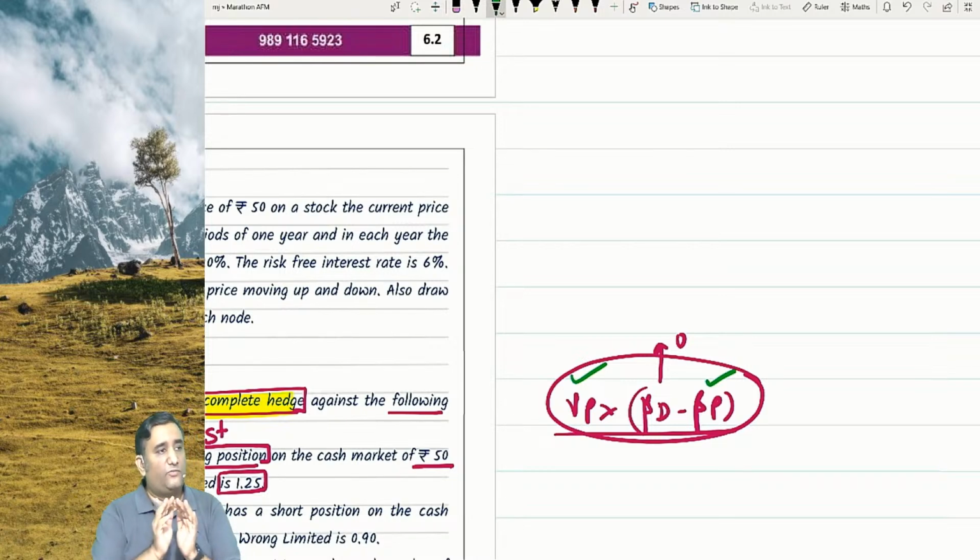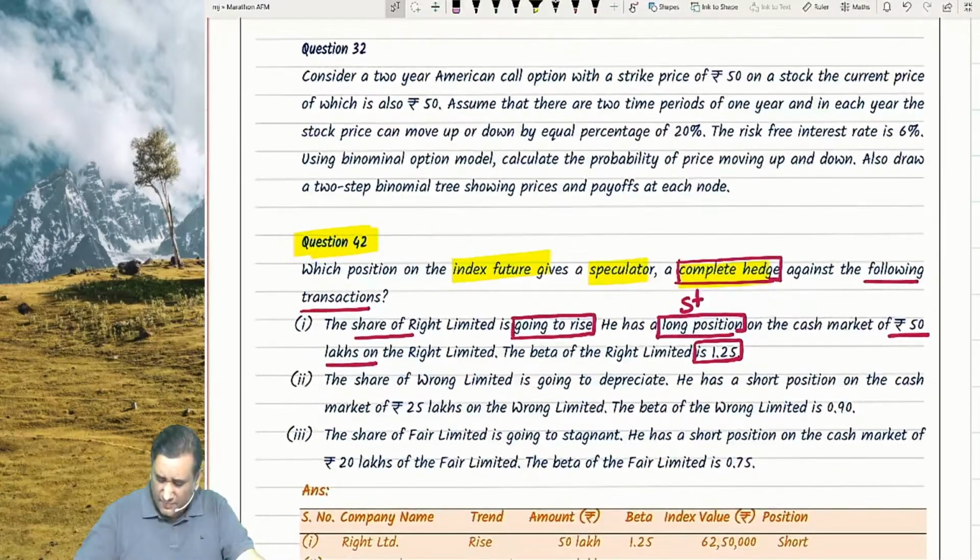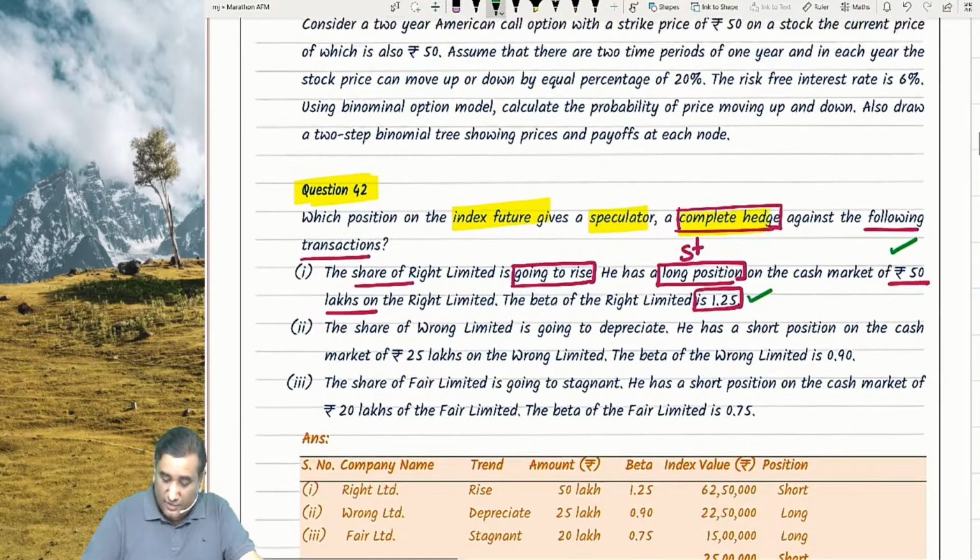You write the formula, value of portfolio into beta desired minus beta of portfolio, divided by something, to get the exact number of contracts. I do not want the number of contracts here. What I need is the amount to be hedged, and I know this beta desired has to be 0, a complete hedge. My value of portfolio is 50 lakh, and beta is 1.25, or 1.2, giving 62.5. That means I'll create F minus. With respect to this, I'll create my portfolio F minus 65 lakh. I'll write it here only.